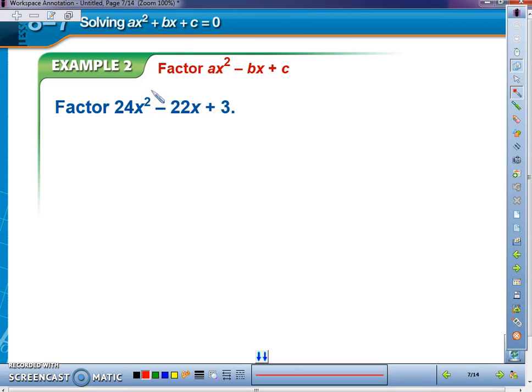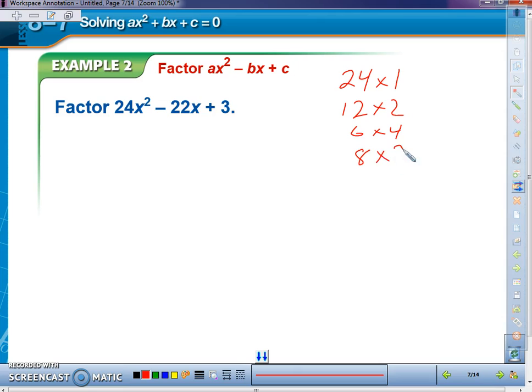So this problem right here is a toughie, I'm not going to lie. Factor 24x squared minus 22x plus 3. Okay, first off, is there anything we can take out of it? No, there's not. What makes this problem so difficult is this 24. Because 24 times 1, 12 times 2, 6 times 4, 8 times 3. Lots of different options. I mean, those are 8 different options basically of where to put the numbers.